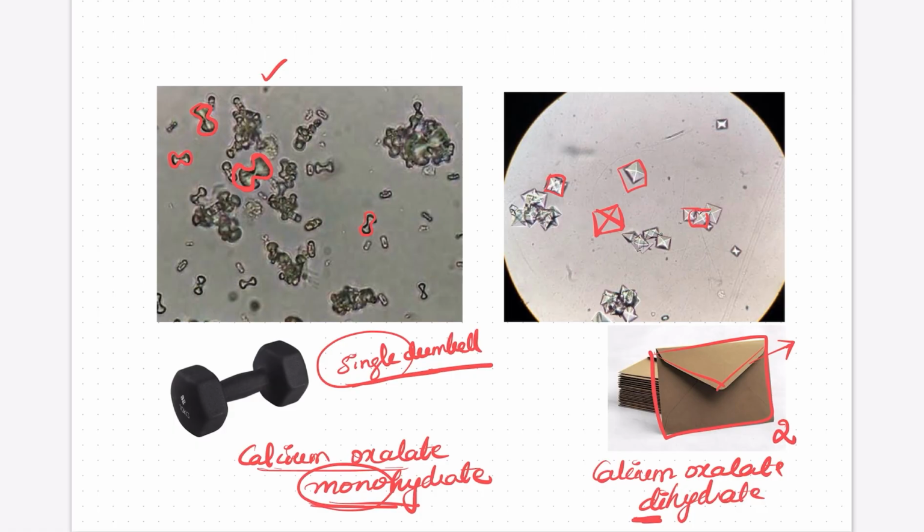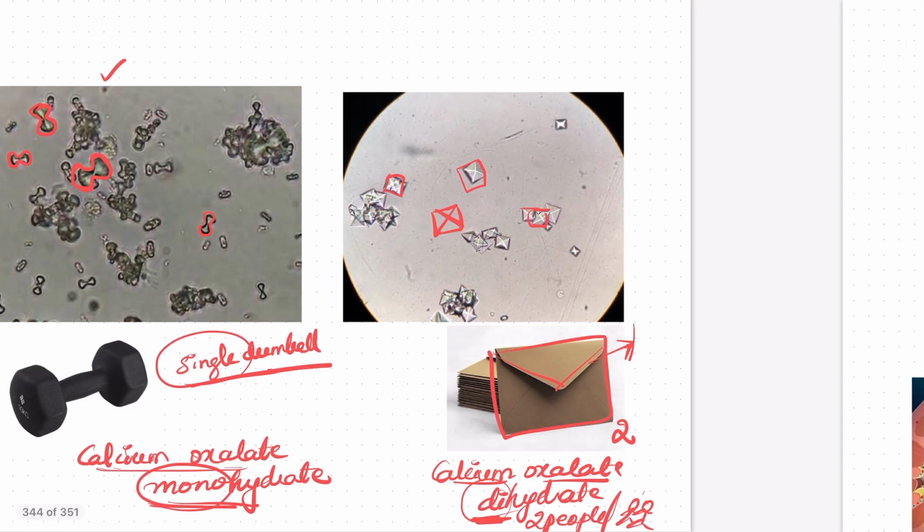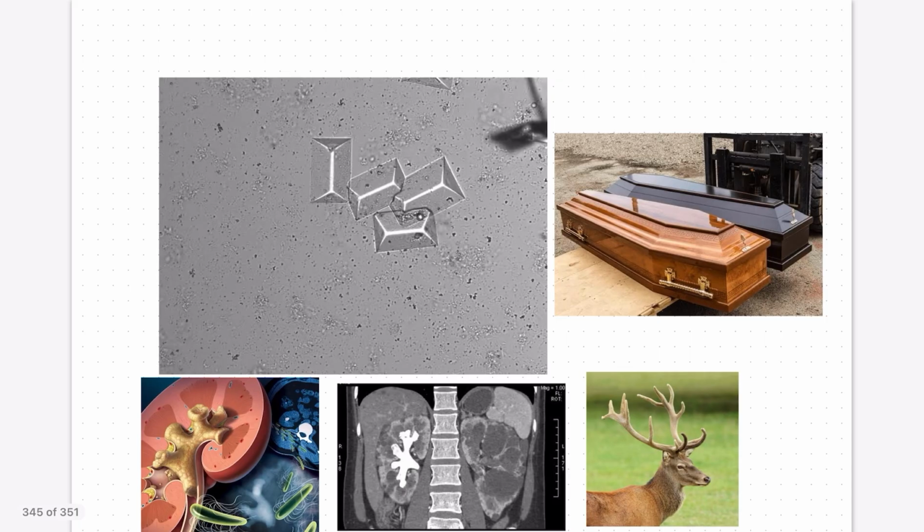Either lovers exchanging letters, so involvement of two people. Di means two. So you can see communication between two people is an envelope. Envelope means two people, so calcium oxalate dihydrate. Dihydrate means it involves two people, two lovers exchanging letters. So dihydrate means you have to remember envelope. Envelope is communication between two people. Calcium oxalate dihydrate. This is solved. Coming to the next slide.